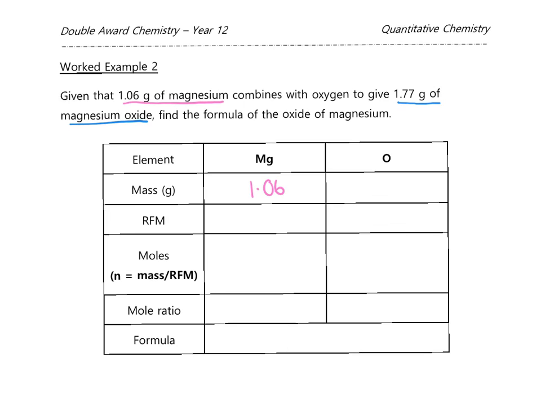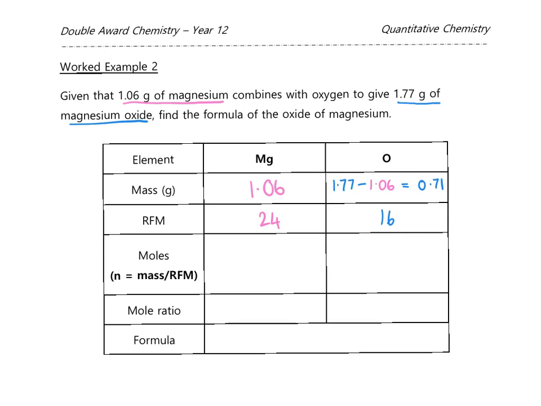So that's made up of magnesium and oxygen. To work out your mass of oxygen that you have present, you need to do 1.77 minus your 1.06, that is your magnesium, and that gives you 0.71 grams. Okay, now we are ready to work out our number of moles. So the RFM of magnesium is 24, top number in your periodic table. Oxygen, it's 16.